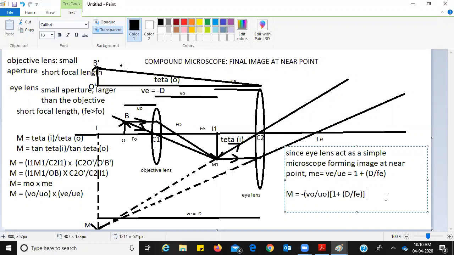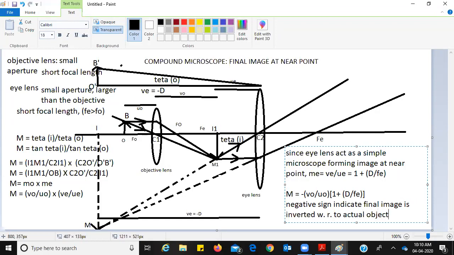But in numerical questions, we don't use that much for the magnifying power. What's the meaning of the negative sign? Inverted image. So you can write here, negative sign indicates inverted image. The final image is inverted with respect to the actual object, the first object.